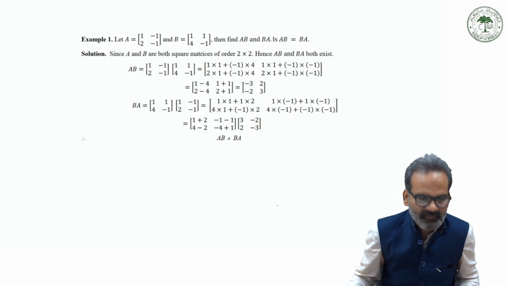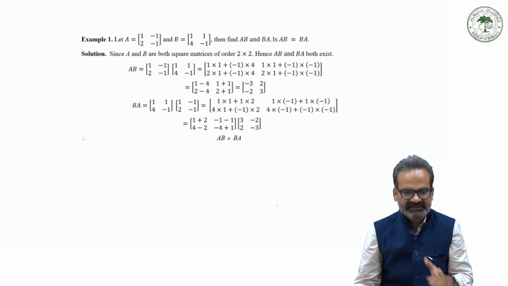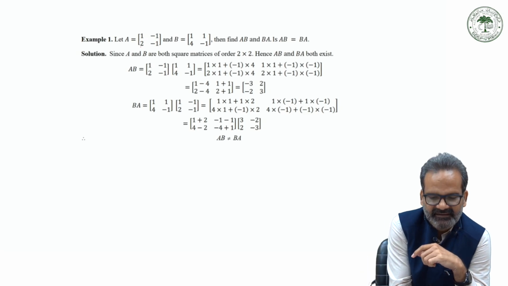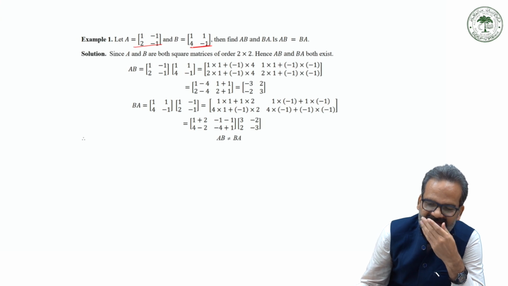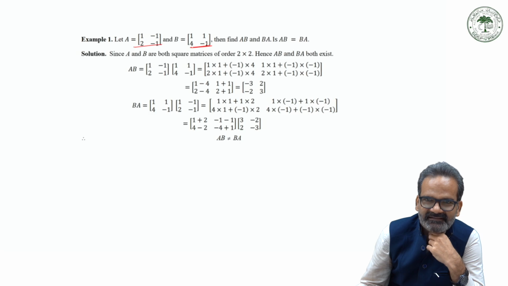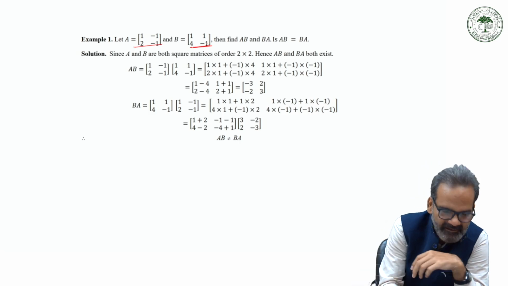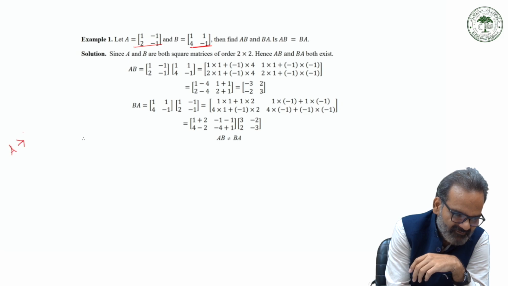Let us take this example to understand the concept very easily. Let A be this matrix. This is the matrix A and this is the matrix B. Find AB and BA. Is the product AB equal to BA? See, what is A? As I have told you, A is a square matrix of order 2 by 2. B is also a square matrix.